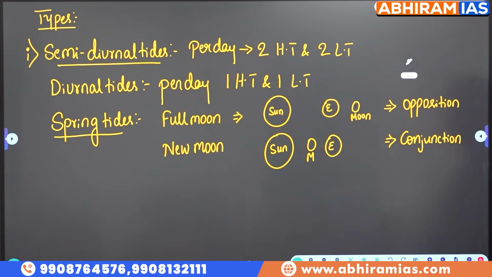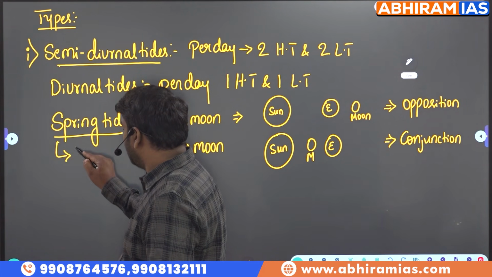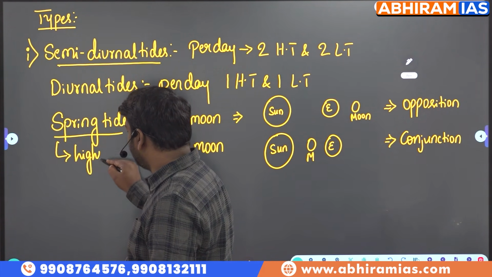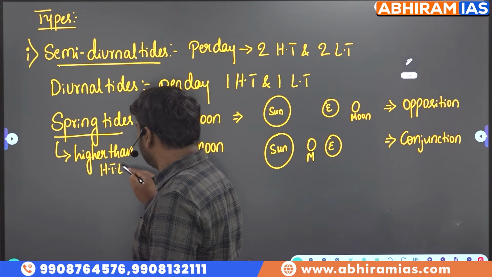During full moon and new moon, the gravitational force of the sun and moon will act together. That leads to spring tides. It occurs once in 15 days. During an eclipse, everything will be in a straight line, so during an eclipse also you will have spring tides. Solar eclipse, lunar eclipse, we will have spring tides. Spring tides are higher than the high tide level.